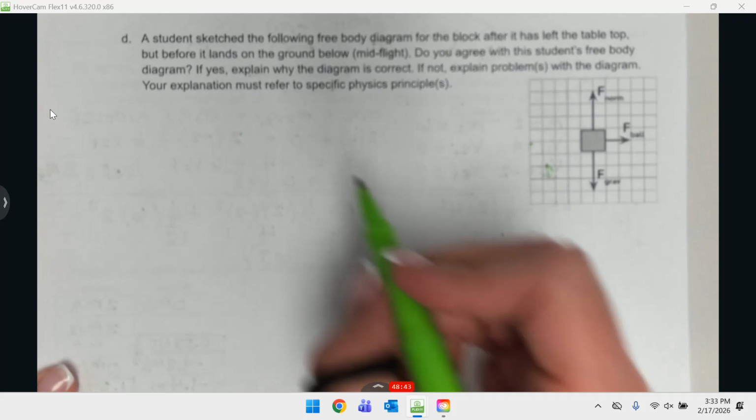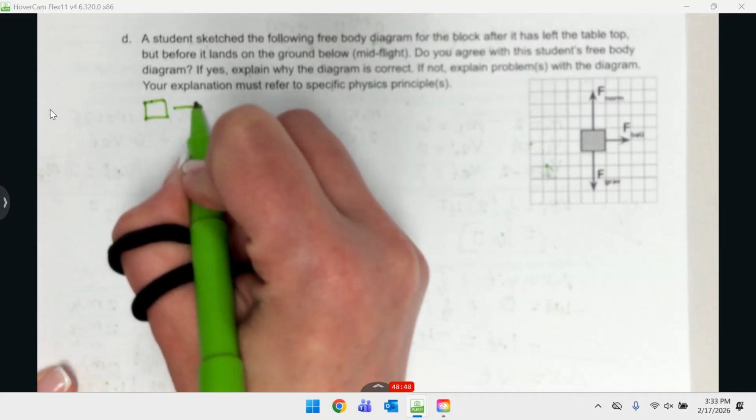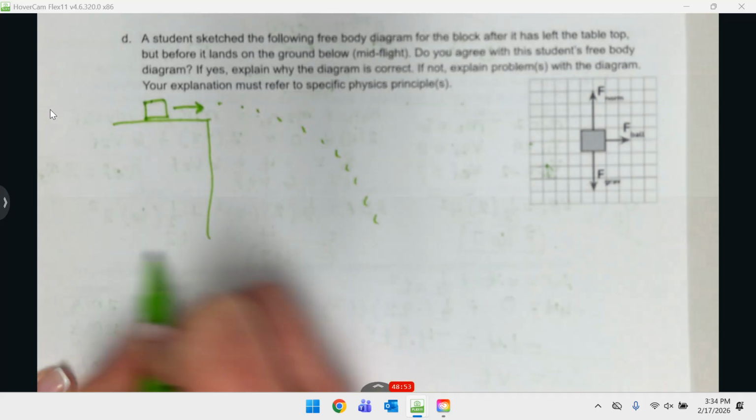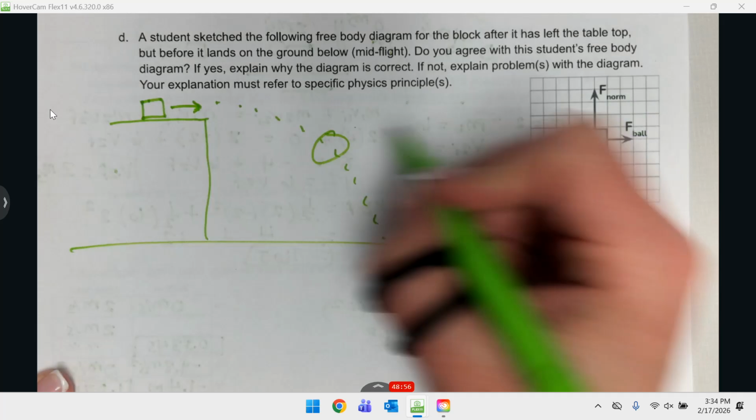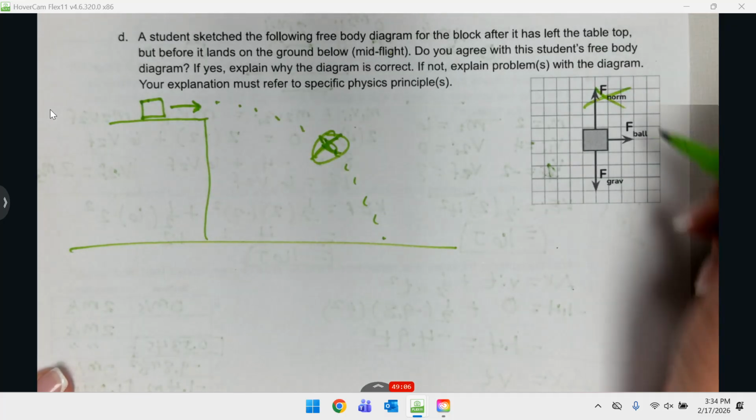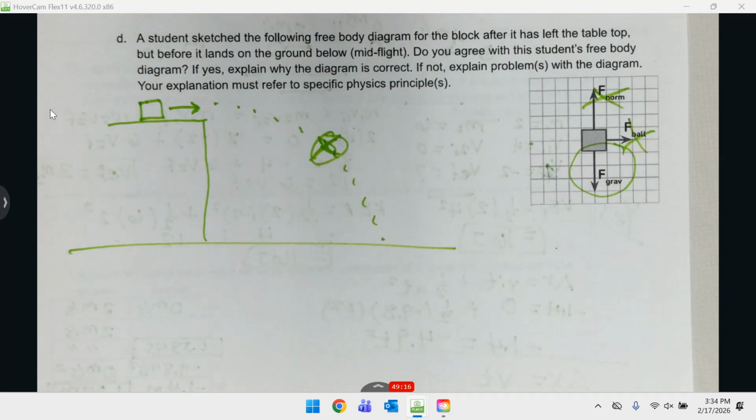So again, we're dealing now with a block that has left a table as a projectile. And at some point, like right here, what does the free body diagram look like at that point? That's what we're looking at. And at that point, there's no normal force. We're not on a surface. There's also no force from the ball. That force only happens during the collision. So the free body diagram should only have the force of gravity because that's the only force acting on an object in free fall. So you should say something about that in your explanation.